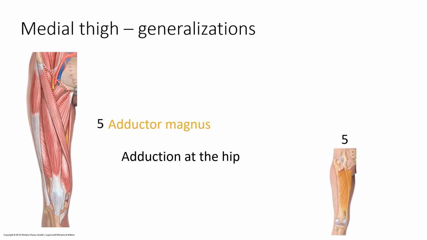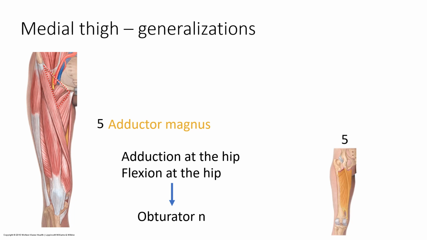It's a little bit special in that it has a couple of functions and 2 different innervations because of that. This muscle does adduction at the hip, and it also does a little bit of flexion at the hip. These actions cause this part of the muscle to be innervated by the obturator nerve.